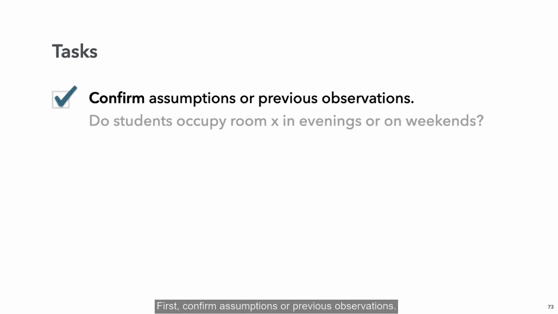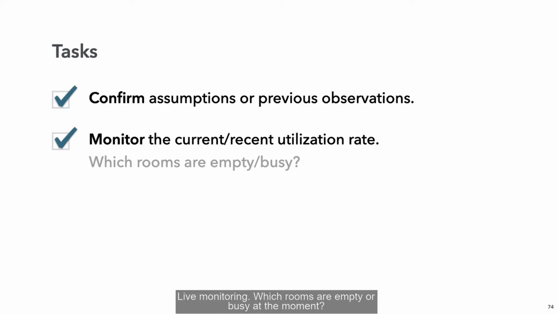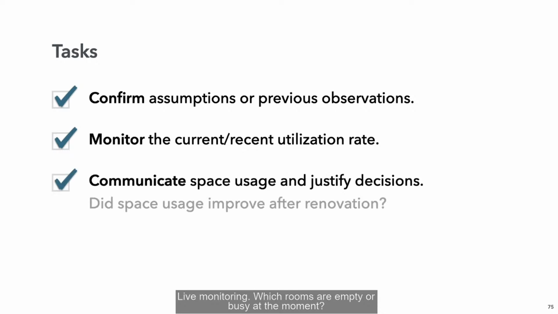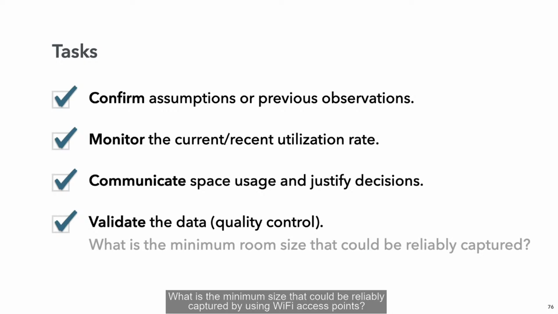First, confirm assumptions or previous observations. A specific instance is, for example, do students always occupy a certain room in the evenings or on weekends? Live monitoring. Which rooms are empty or busy at the moment? Communicate space usage and justify decisions. For example, did the usage of an informal learning space improve after renovation? And in addition, use Ocupado to verify if the recorded device counts are correct. What is the minimum size that could be reliably captured by using Wi-Fi access points?